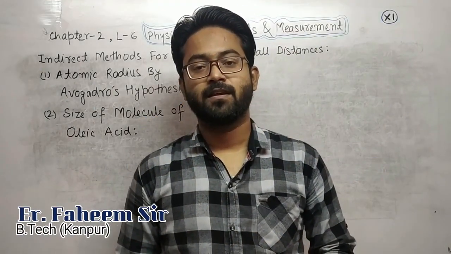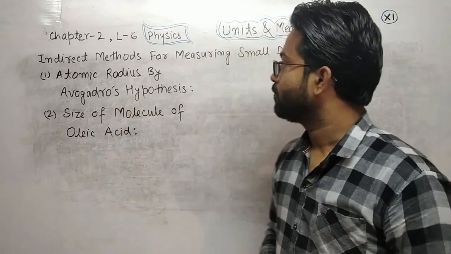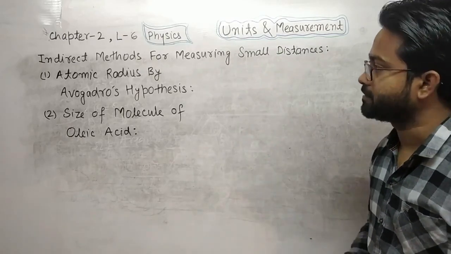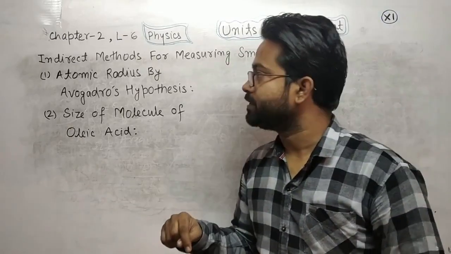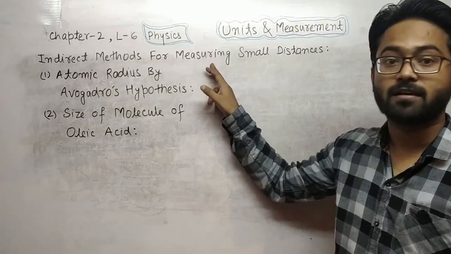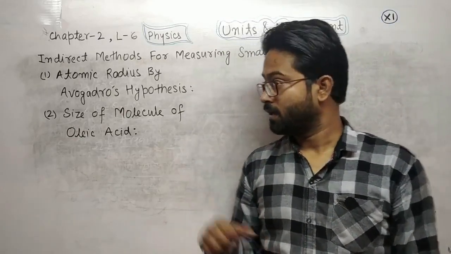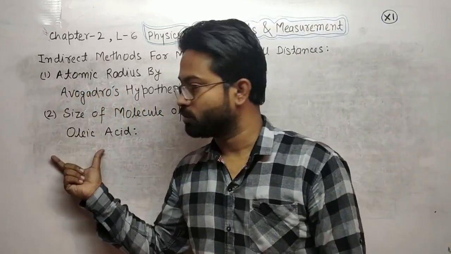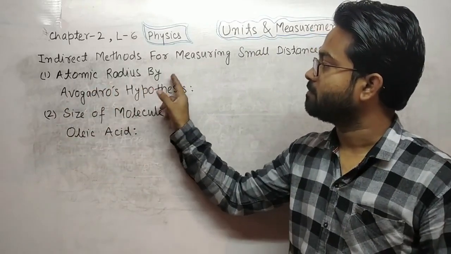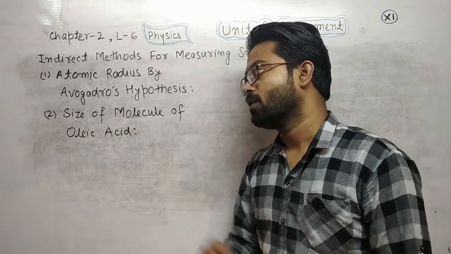Hello students, in this video we will discuss indirect methods for measuring small distances. We consider very small distances. In the previous video we discussed indirect methods for measuring very large distances, like the parallax method. Now we have two methods to measure very small distances. The first is atomic radius by Avogadro's hypothesis, and the second is the size of a molecule of oleic acid.